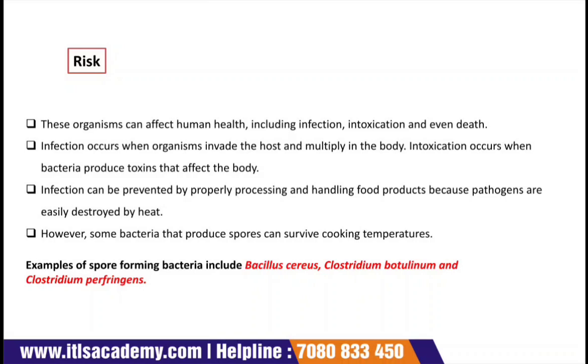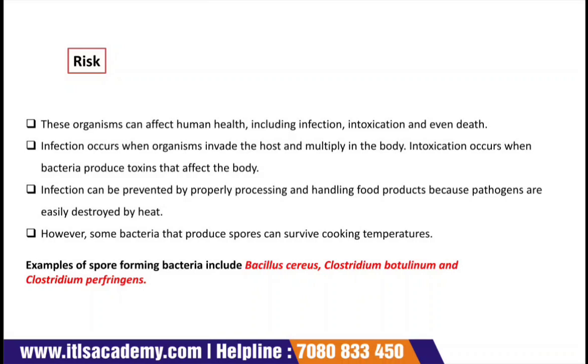Now, intoxication occurs when bacteria produce toxins that affect the body. We have already discussed what infection is. Now the second heading is intoxication. These are short terms that can be asked in interviews and in examinations, and for your knowledge, these terms are very important. So infection we have covered. Now the second is intoxication. As the name suggests, it occurs when bacteria produce toxins, and these toxins affect the body.